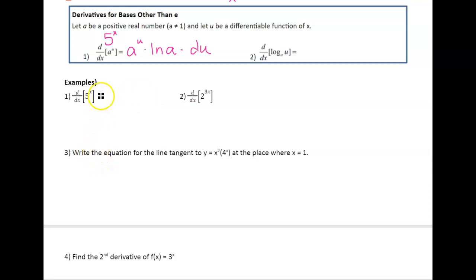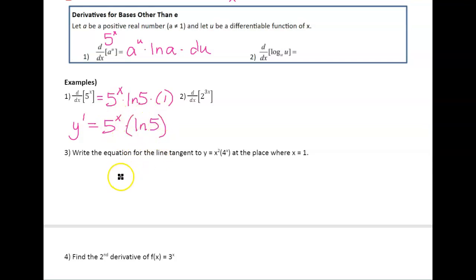Okay? So we get a to the u, so 5 to the x, the natural log of 5, and then the derivative of x is 1. Now, with natural log, sometimes you can make this number be the exponent, but a 1 doesn't change anything. So this really is our derivative. And it looks messy. There's just nothing you can do about it.